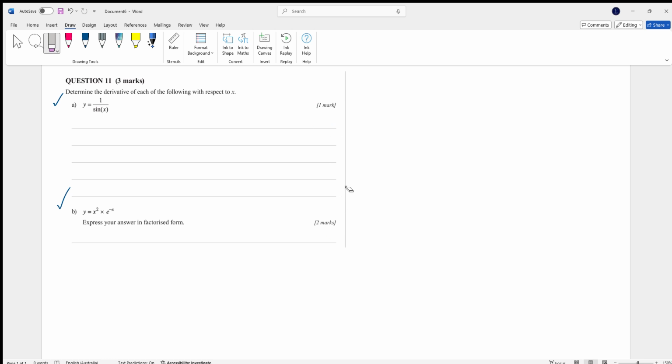Okay. So for the first one here, what I would do before I even differentiate this is just rewrite it. So instead of writing 1 over sine x, I would rewrite it as y equals sine x to the power of negative 1. Where that negative 1 is coming from: this was a positive 1, and we're moving that index above the fraction. Therefore, we have to change it from a positive 1 to a negative 1.